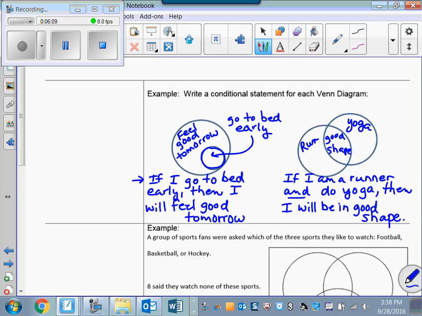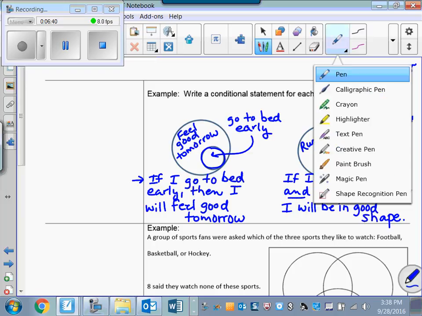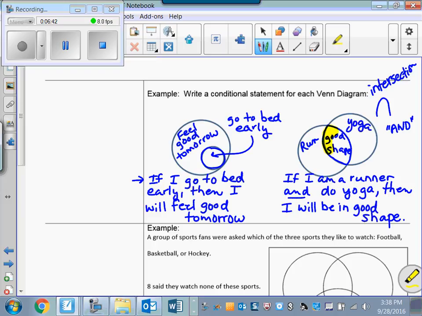Okay, and what you see here is I have an and. You see this part here in our Venn diagrams, where they overlap, that is an and statement. That's what happens when both of those two come together. We know that as the intersection. Intersection means and. So if I am a runner and I do yoga, then I will be in good shape. All this area right here are the people who do yoga and run, and those people are in good shape.